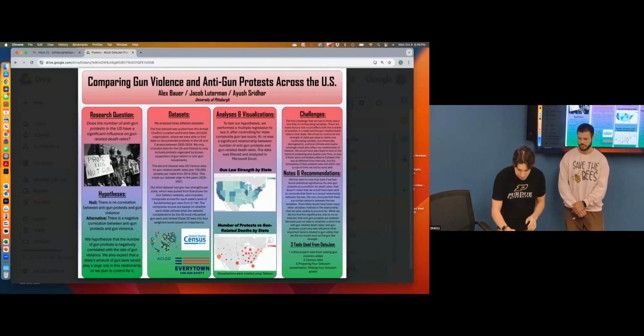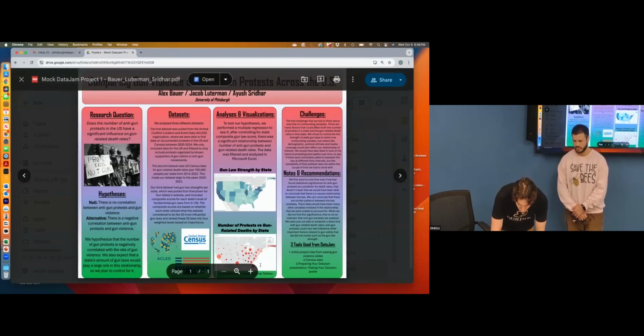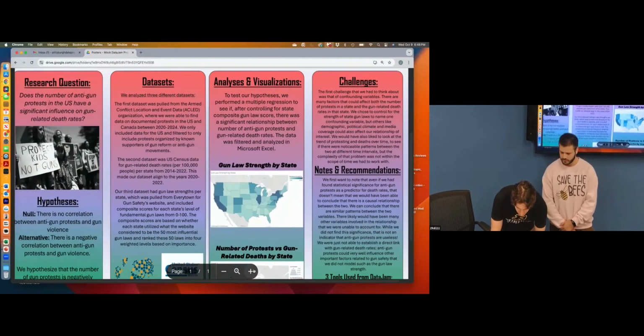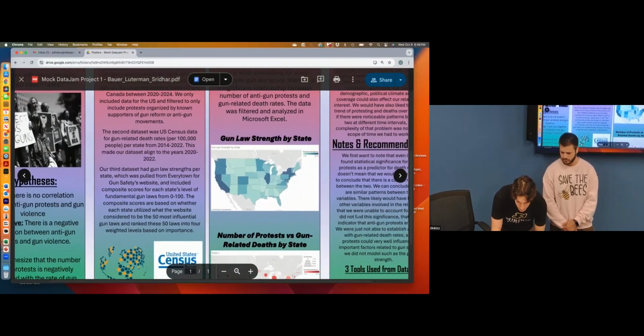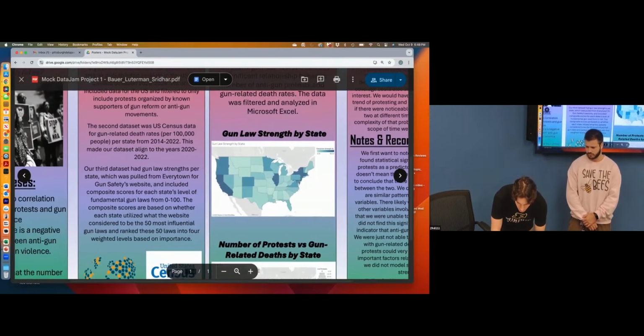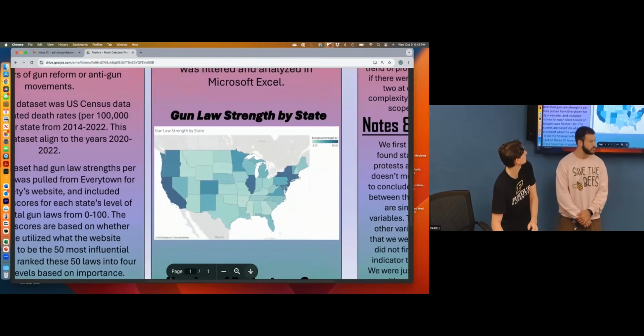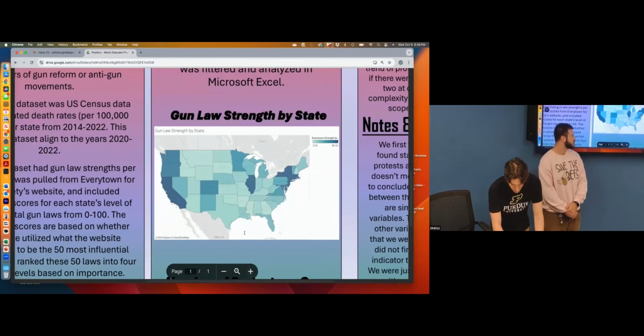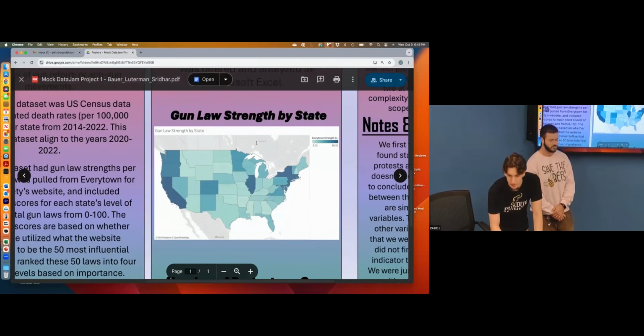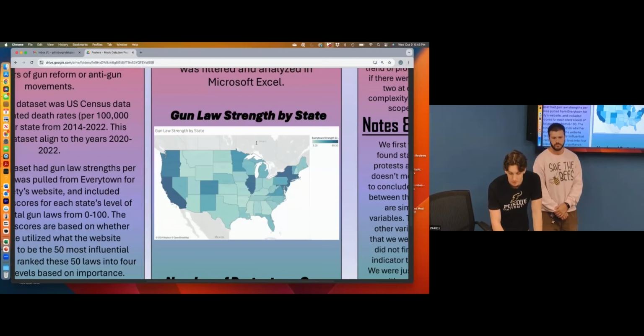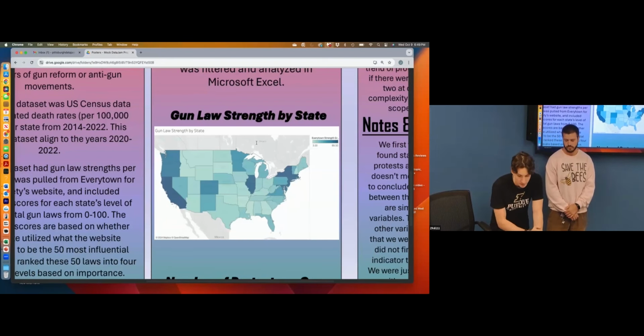And then, I don't know if I can zoom in here. Yeah, you can. When we actually did the data analysis, some initial visualizations were just to look at, in the US, what the gun law strength by state looked like. Is that visible to everybody? So in this, darker colors mean higher gun law strength. Lighter colors would mean a lower strength value.